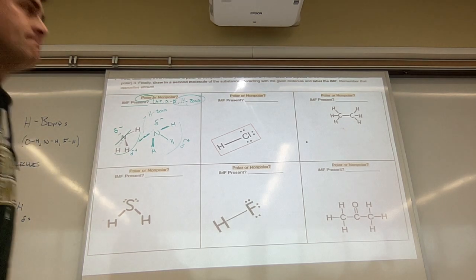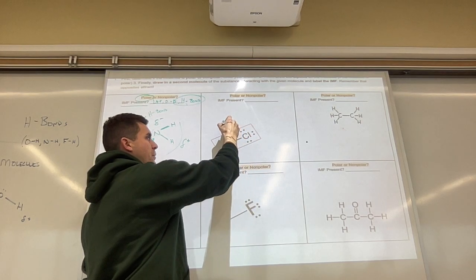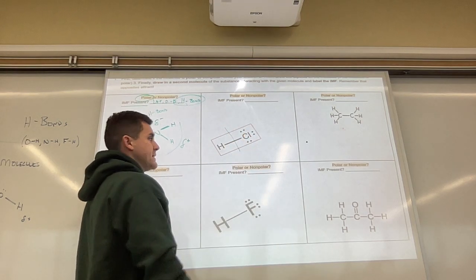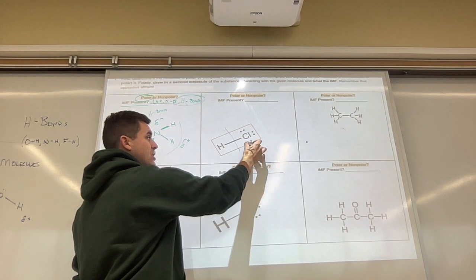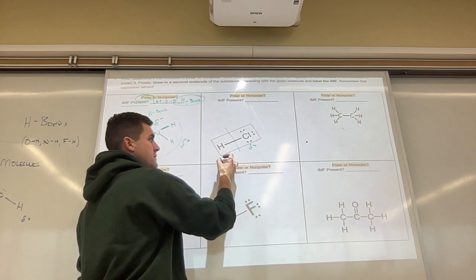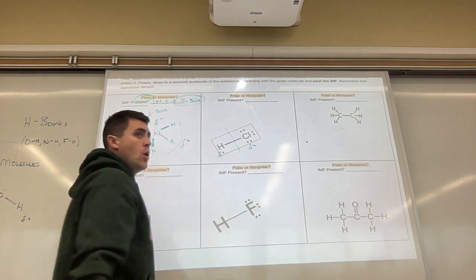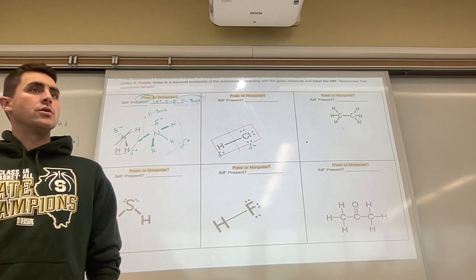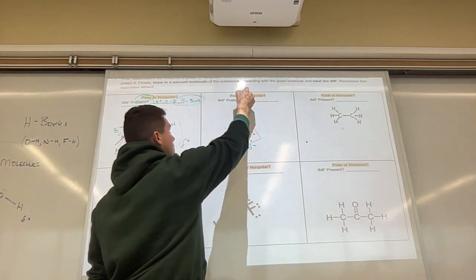Let's try another one. If I look at HCl, HCl is polar. How do I know? I can divide it right down the middle. Where are my electrons? They're on chlorine. Electrons mean this is negative. No electrons mean this is positive. Is it polar or non-polar? This has to be polar.